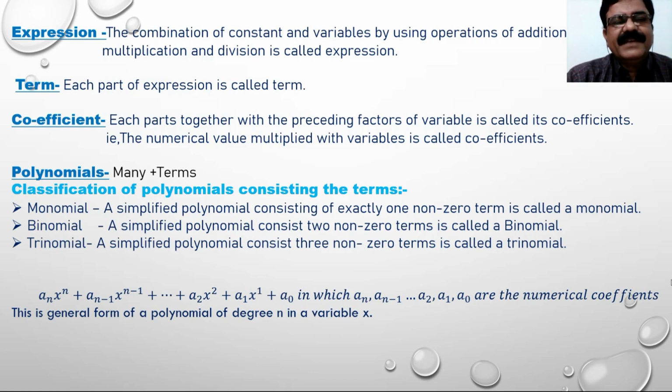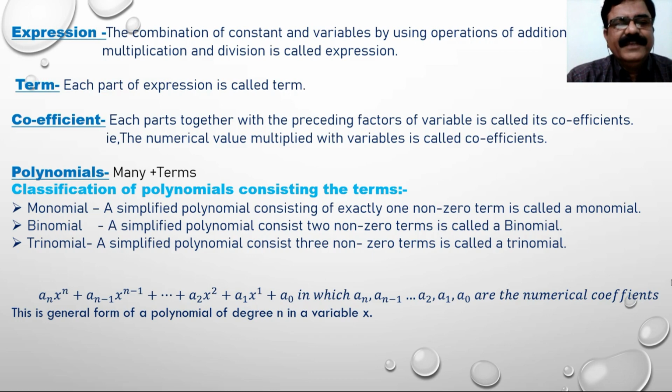Coefficient: each part together with the preceding factors of variables is called its coefficient. That is, the numerical value multiplied with variables is called the coefficient. Polynomial, that is, many terms. Classification of polynomials consisting of terms.